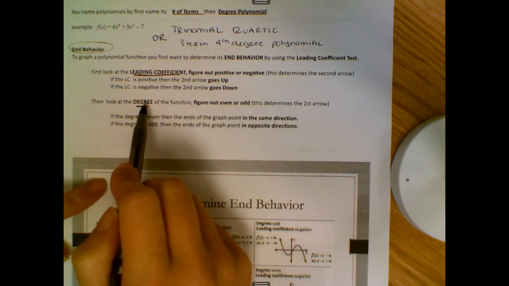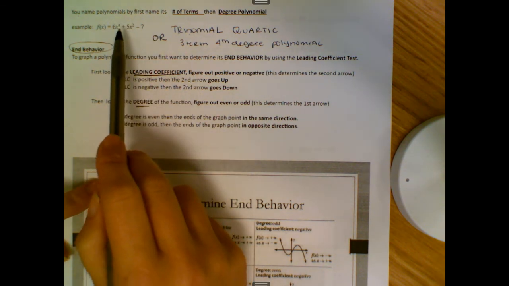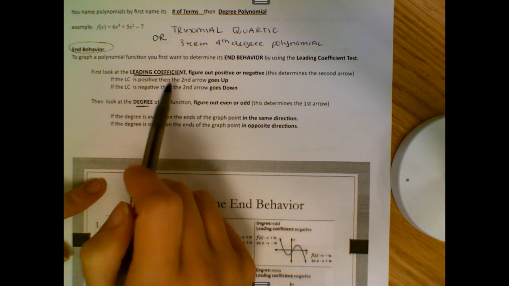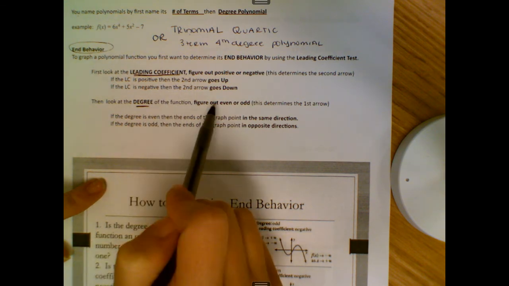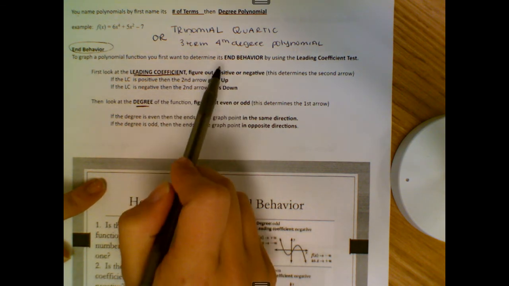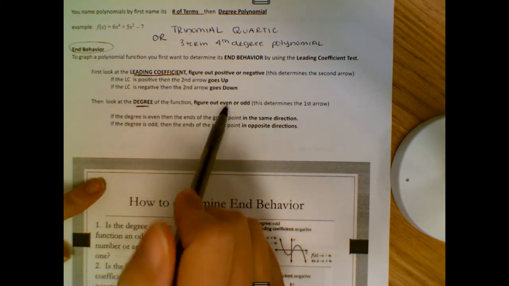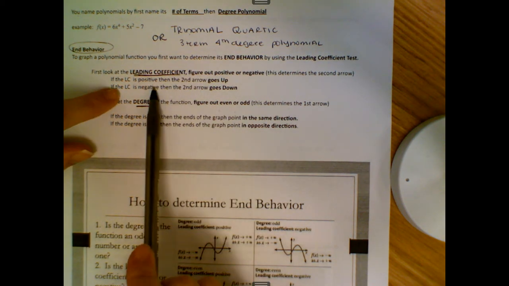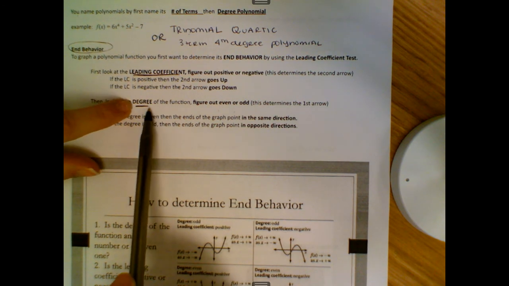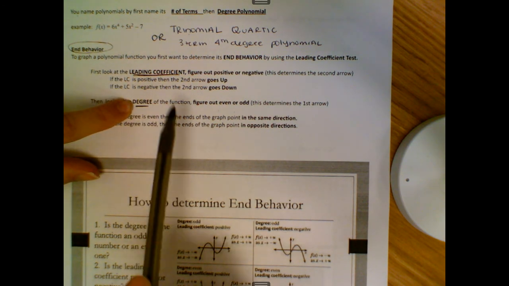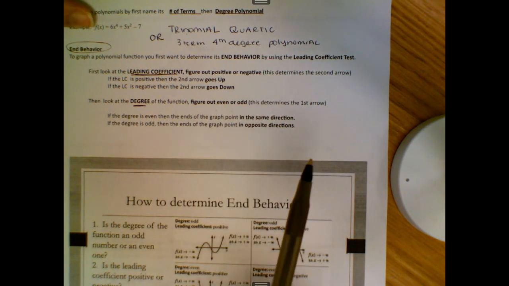For degree, you're going to look at the highest degree of the function again. So in this case, it's 4. And you have to state whether it's even or odd. So positive and negative for the leading coefficient, even and odd for the degree. Don't tell me if it's even or odd for the lead coefficient. We're going to work on labeling that in a second, but here are these notes that correspond with it.